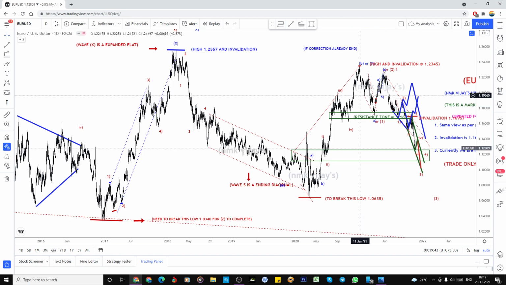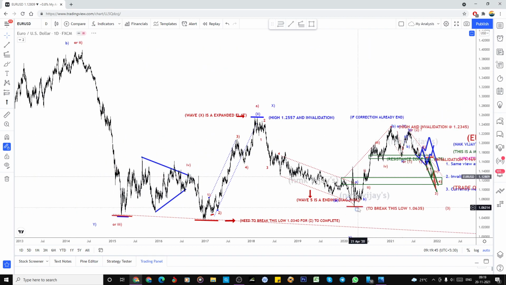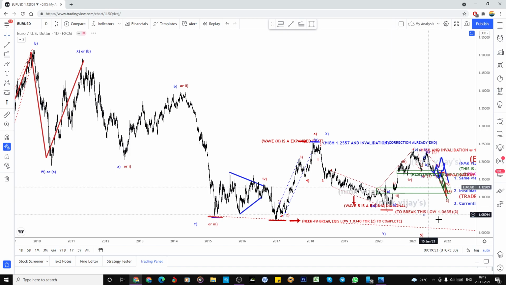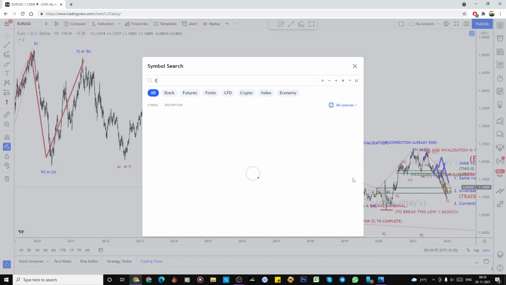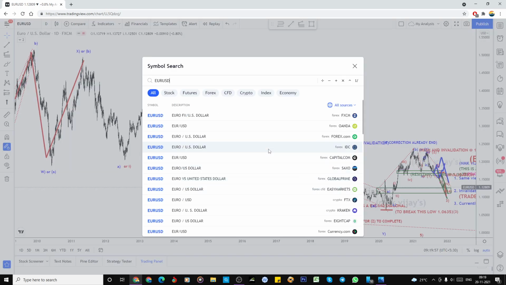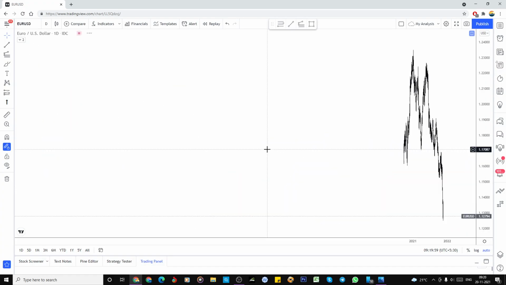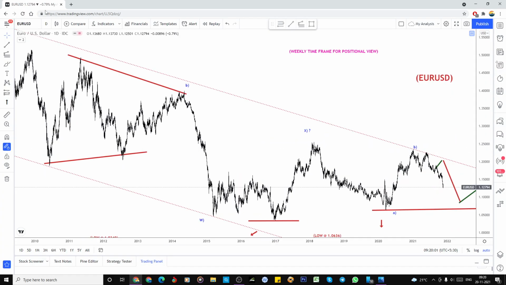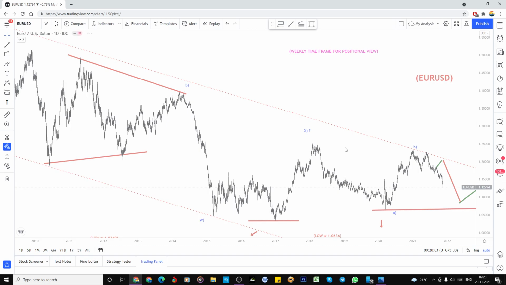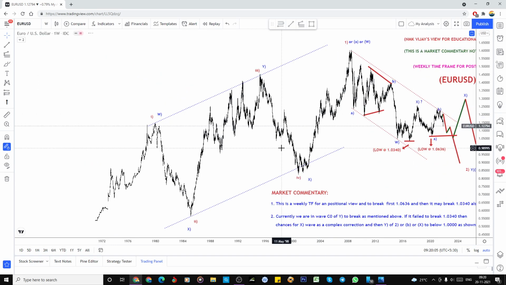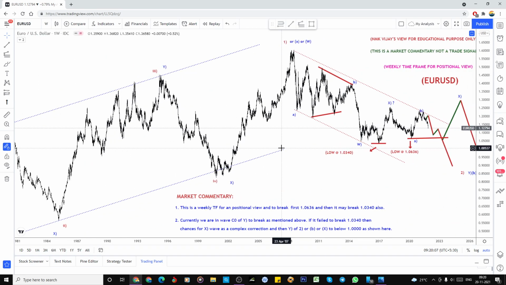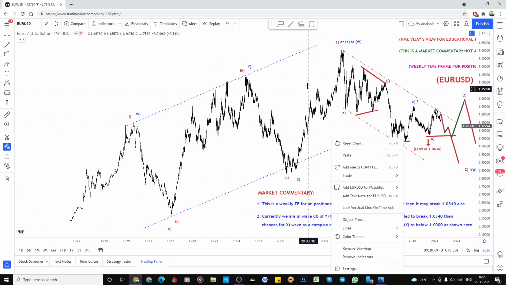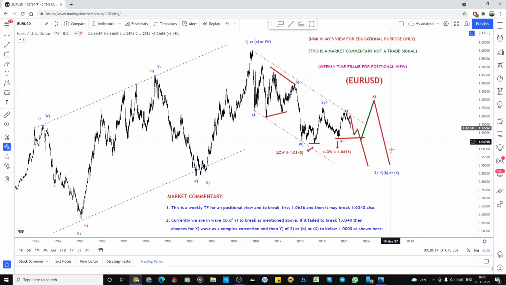So as per my view, it has to break at least this one. Later onwards, whether it is going to break this, for the positional view, the whole structure is going to complete. And if you are not following me from the past, just go through my TradingView account, and then you can find all my positional views in EURUSD. Just check the search button for EURUSD, then you will come to all EURUSD. Then this is my view.